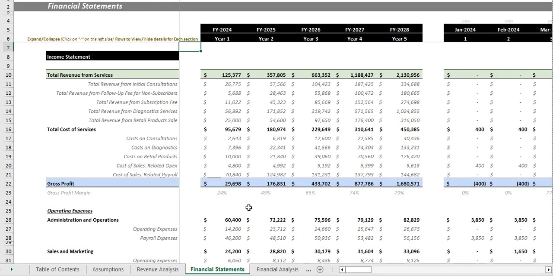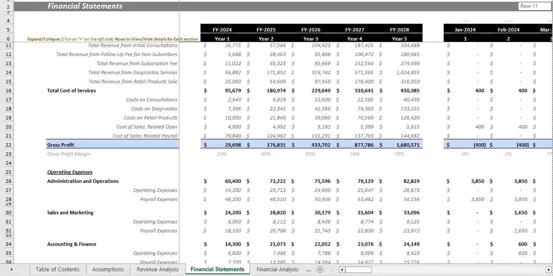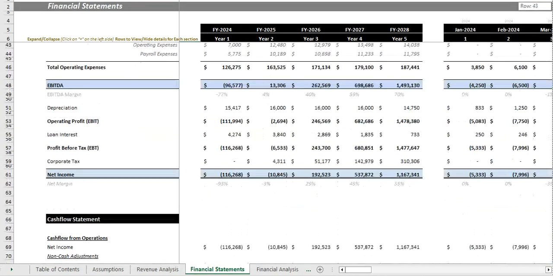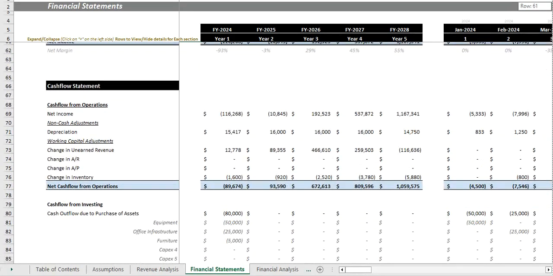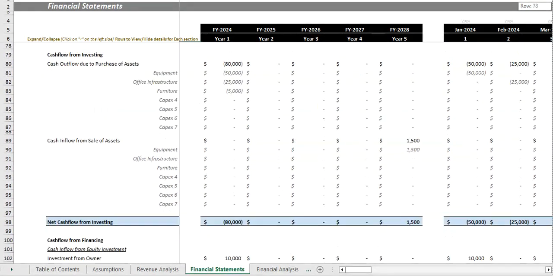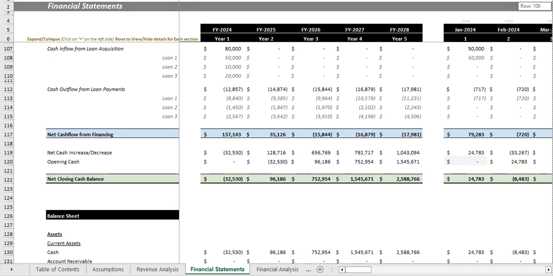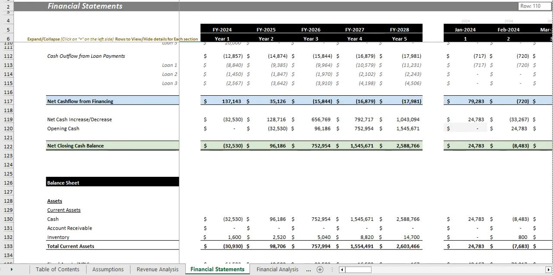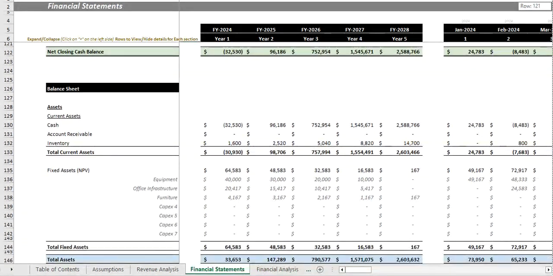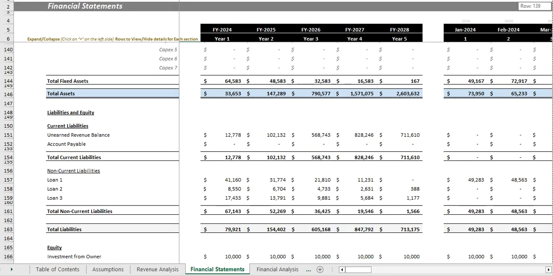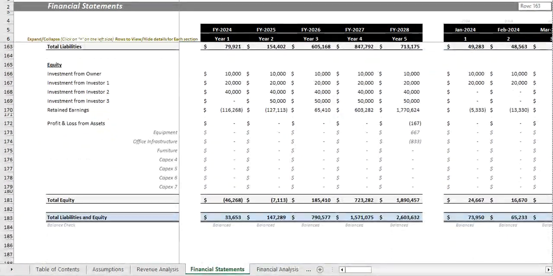Moving on to the financial statements, firstly we have the income statement, which shows us the total revenue from different revenue streams, the gross profit and its margin, the operating expenses sum, EBITDA, and the net income. Then we have the cash flow statement, which shows the net cash flow from operations, net cash flow from investing activities, net cash flow from financing activities. It also shows us the net cash increase and decrease from a business, the opening cash, and the net cash closing balance. Then we have the balance sheet, which shows us the total amount of assets of a business, which includes the current and fixed assets, the total amount of liabilities, and equity.